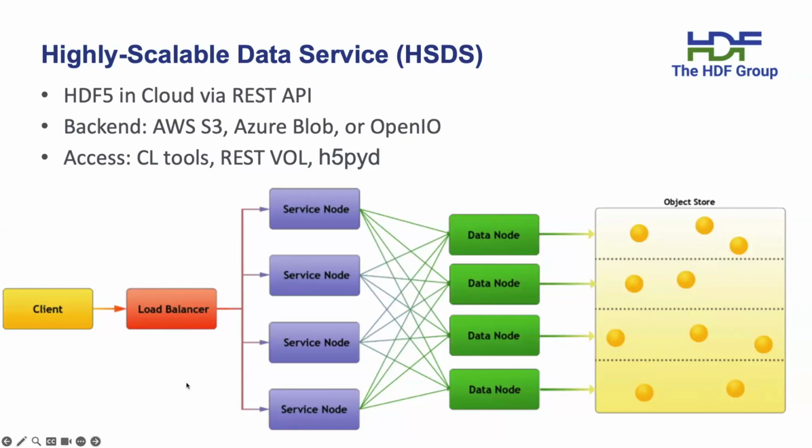Once you have this HDF5-like data stored in the web service, you have several different options for how to work with it. You can use command line tools that are provided as part of the H5PyD package. I'll talk about H5PyD in a moment. You can use the REST API directly, or if maybe you're a C library user and you like using VOL connectors, you want to keep using your C API programs, or you can use what H5PyD provides.